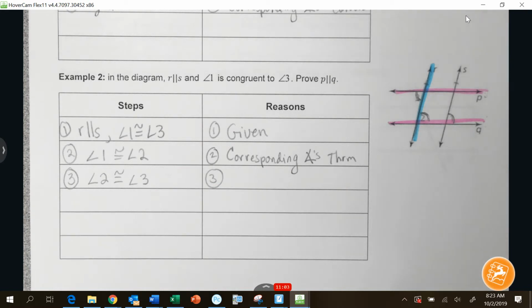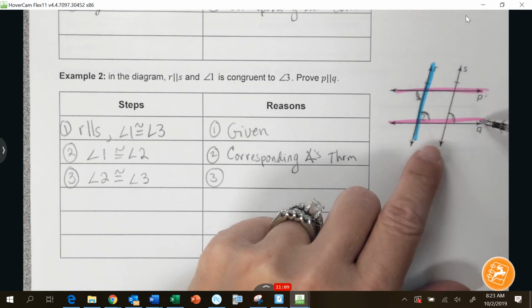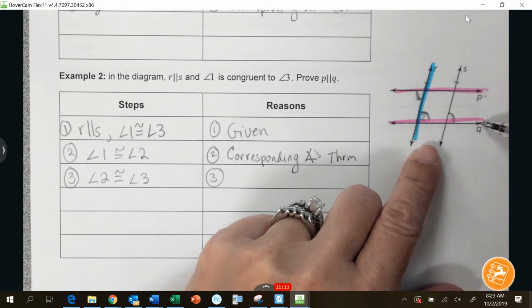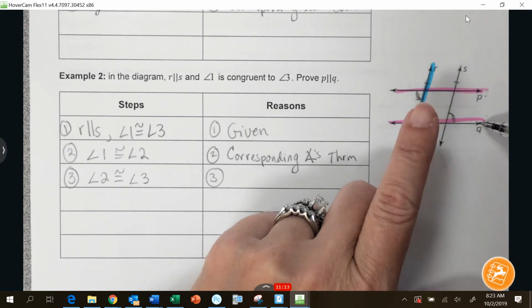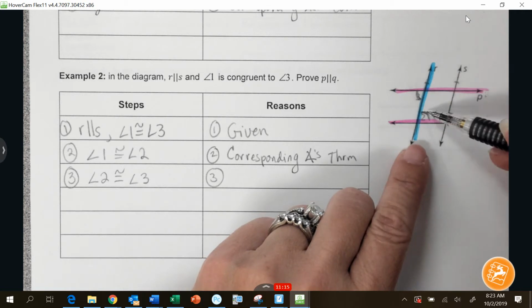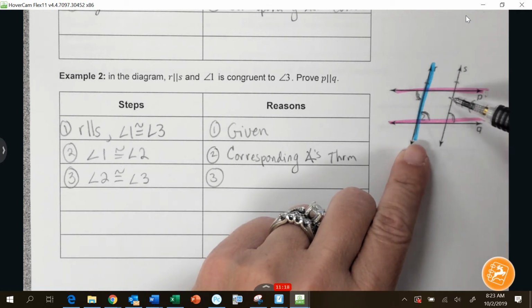Okay, so I can't say that yet because I don't know if P and Q are parallel. That's what I'm trying to prove. So there's a different reason why I can say those are congruent. So not yet. I can't go off of the parallel lines. Avneet?